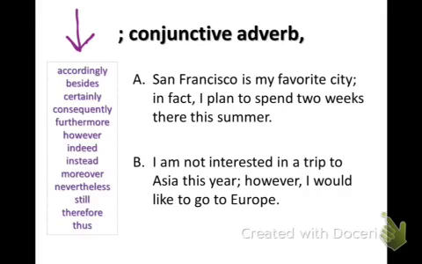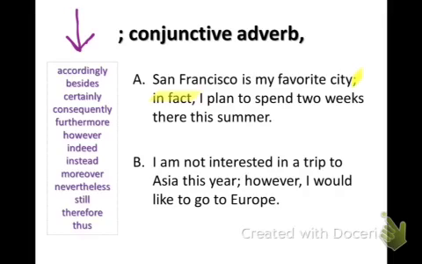Alright, let's see if we can wrap this up in about 1 minute. Sentence A, San Francisco is my favorite city; in fact, I plan to spend 2 weeks there this summer. The first thing we should notice is that we have a semicolon here, and then obviously followed by a conjunctive adverb there. That indicates that we've got independent clauses. In elementary school, you might have just put a period.